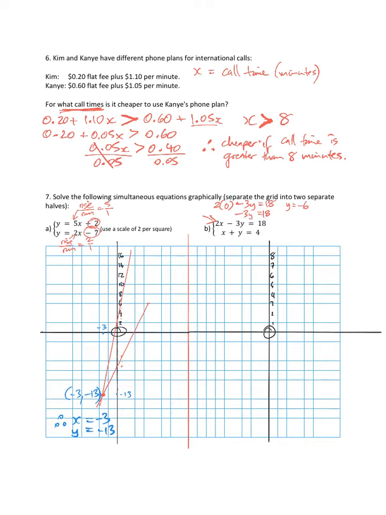And to find the x-intercept, I make y equal to 0 this time. So 2x, take 3 lots of 0, is equal to 18. 2x is going to be 18, so x is going to be 9. So that's my first line. Y is negative 6, so negative 1, negative 2, negative 3, negative 4, negative 5, negative 6. X is 9. 1, 2, 3, 4, 5, 6, 7, 8. It's going to be here somewhere.